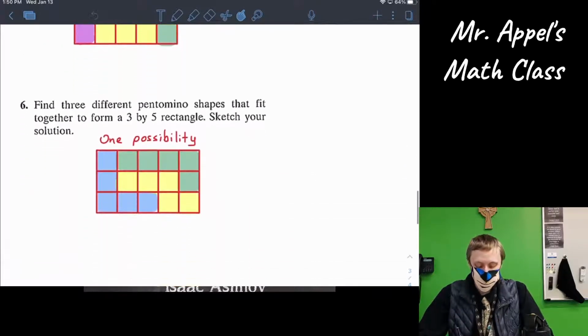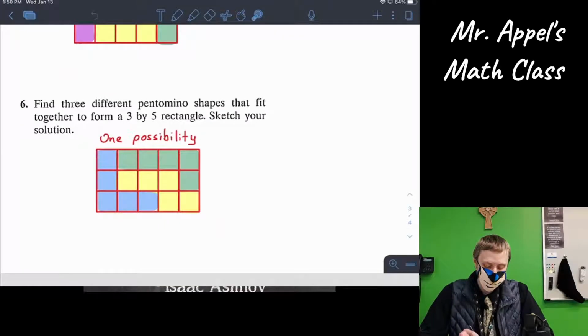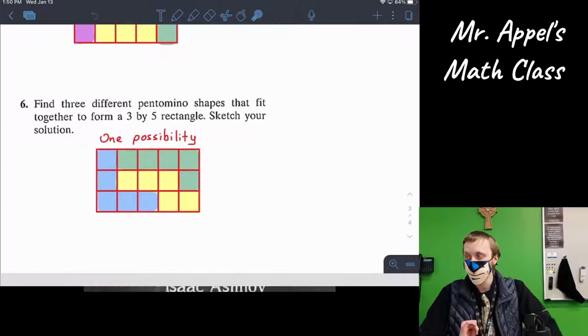And 3 of them can combine to form a 3 by 5 rectangle. Actually, this is rather simple. This is one possibility here. There are several others, not quite as many as the big square, though.